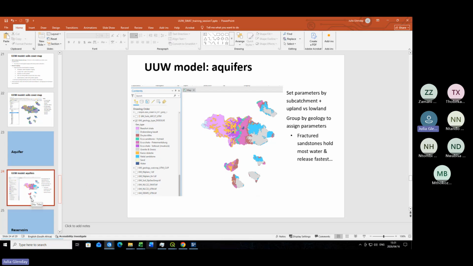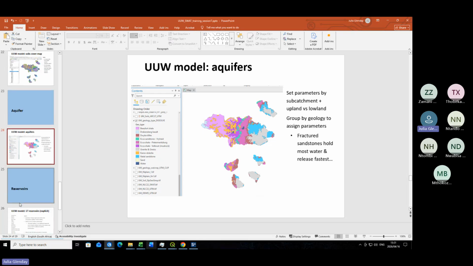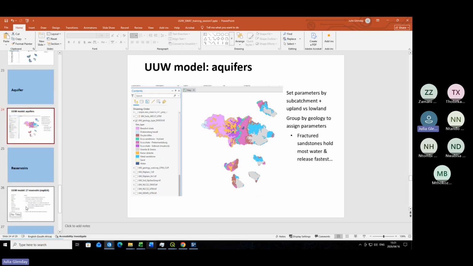I don't want to spend too long on there because I want to spend some more time on the reservoirs and point sources. But if you have questions on the aquifers, I think it'll become clearer in the calibration discussion next time, or the hydrology calibration parts at least. I'm going to move on to the reservoirs.